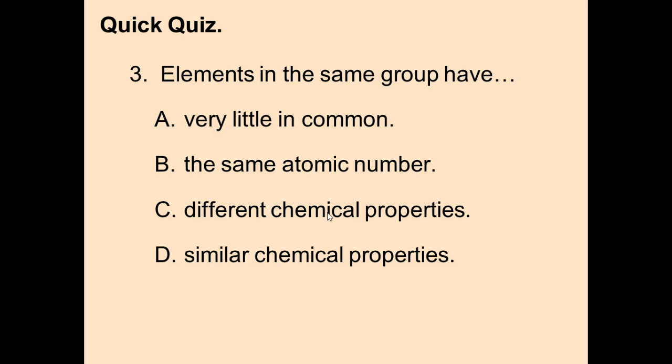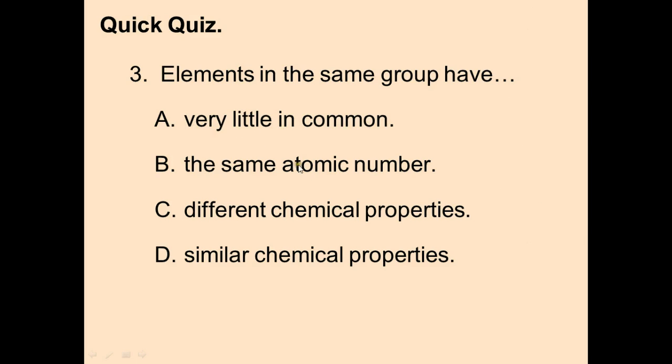Question 3. Elements in the same group have very little in common. A. B. The same atomic number. C. Different chemical properties. Or D. Similar chemical properties. So a group is a vertical column, and if you remember, groups have very similar properties, and it's because they have a similar number of valence electrons, and so we have to look for answers that say very similar, or very much in common.